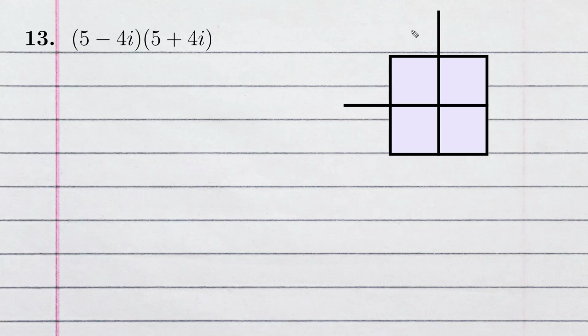Start off the same way we did. Put your two factors on the outside because we're going to do a product. So we're taking the factors in. So 5 times 5 is 25. 5 times negative 4i is negative 20i. 4i times 5 is 20i. 4i times negative 4i is negative 16i squared.